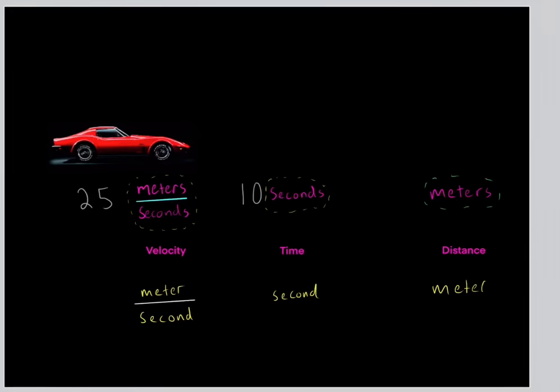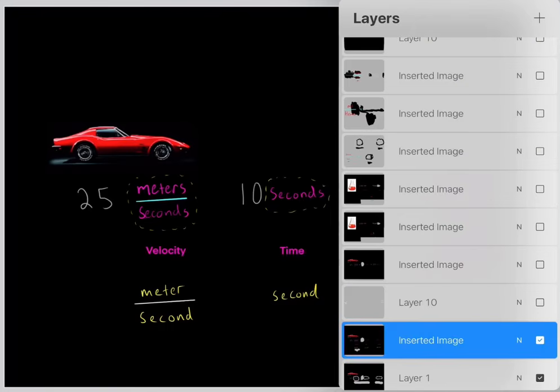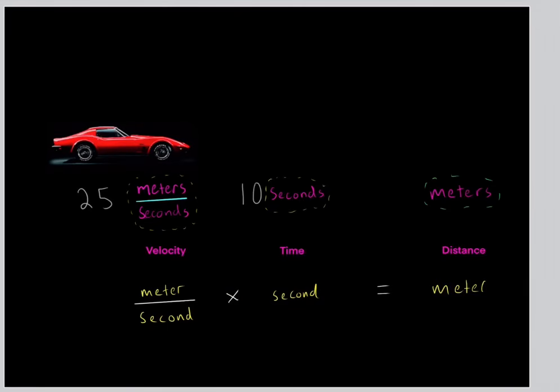How do you find out how much distance it's traveled? Well, due to the algebra, it's very easy. All you have to do is take that velocity and multiply it by the amount of time. The seconds cancel and we're left with meters. We're left with a distance. So it's literally just that simple. All you need to do is follow the units and let the units guide you to find your answer.